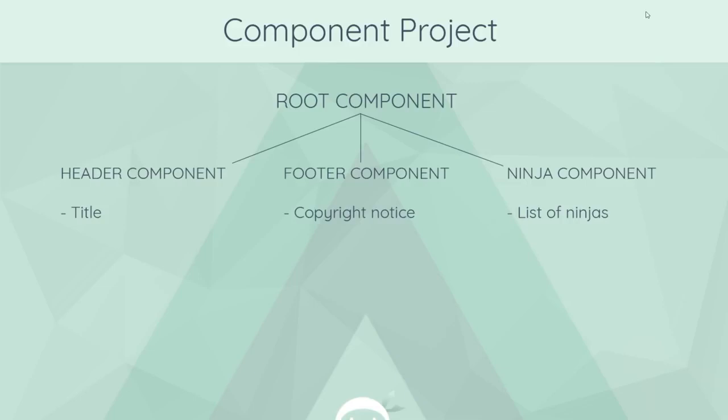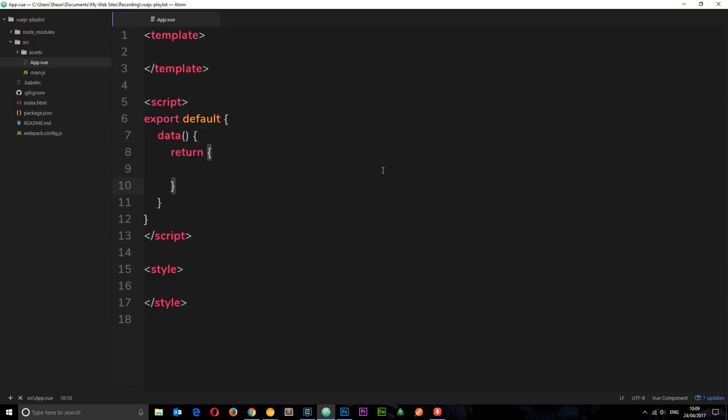So we're going to have our root component sitting at the top as always, then underneath three components: one for the header with a title in it, one for the footer with a copyright notice in, and then one for the main content called the ninja component, which is going to be a list of ninjas and their special abilities. I've stripped out all the content from our previous tutorial. We no longer have that ninja view file right here. We just have the app.vue, the main root component, and it's pretty empty at the minute.